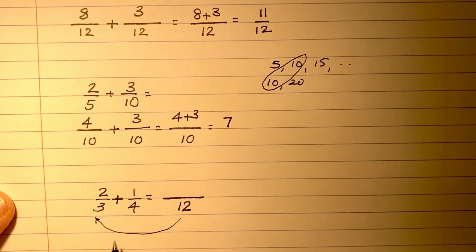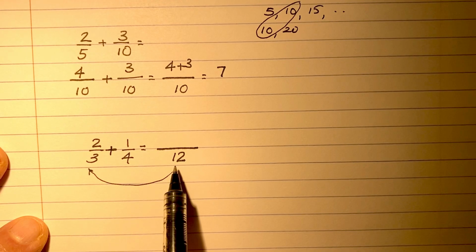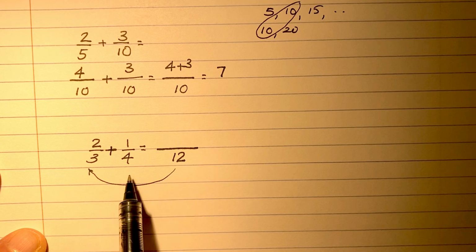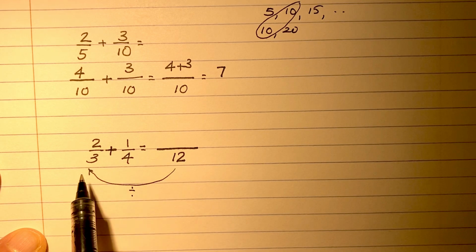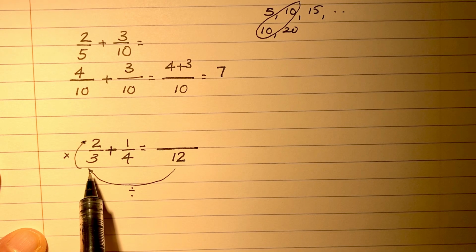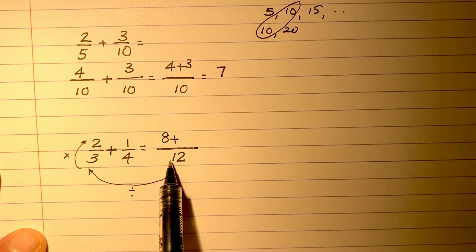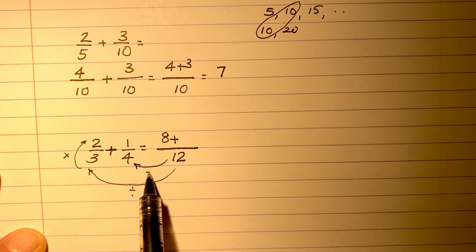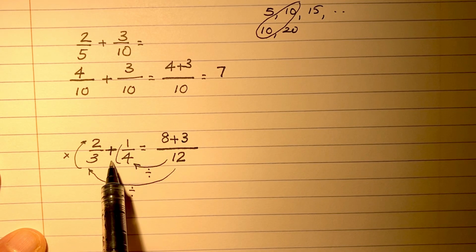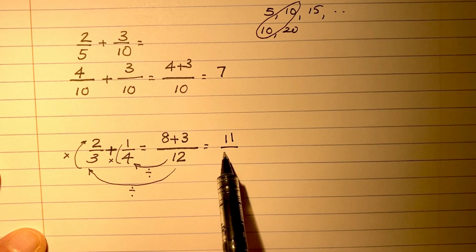You divide the answer fraction's denominator by the first denominator, so 12 divided by 3, and you times by its top. 12 divided by 3 is 4, times 2 is 8. Then plus between them, 12 divided by 4 is 3, times 1 is 3. So you divide and times, and the answer comes out automatically.